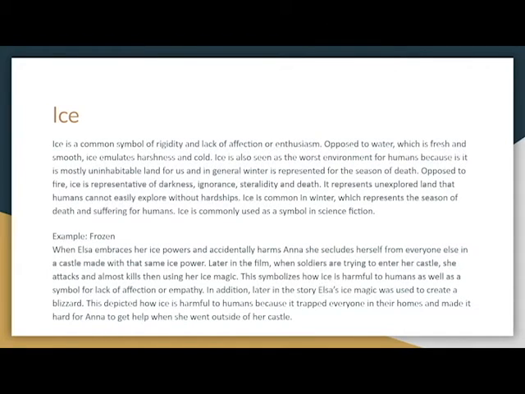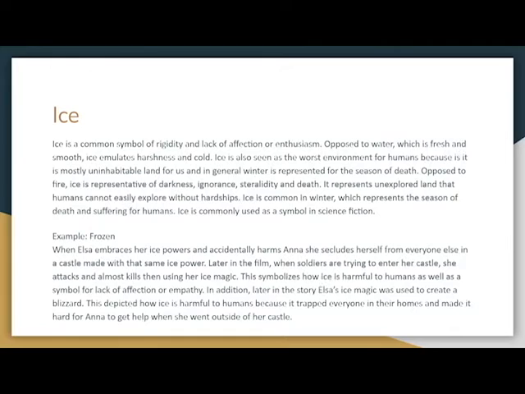Ice. Ice is a common symbol of rigidity and lack of affection or enthusiasm. Opposed to water, which is fresh and smooth, like a river or stream, ice emulates harshness and cold. Ice is also seen as the worst environment for humans because it is the most uninhabitable land for us, and in general, winter is represented for the season of death. Opposed to fire, ice is representative of darkness, ignorance, sterility, and death. It represents unexplored land that humans cannot easily explore without hardships.